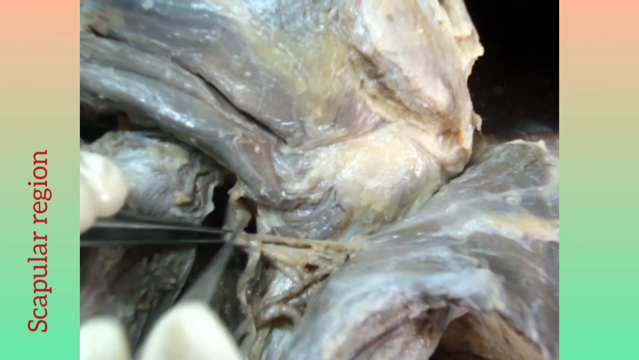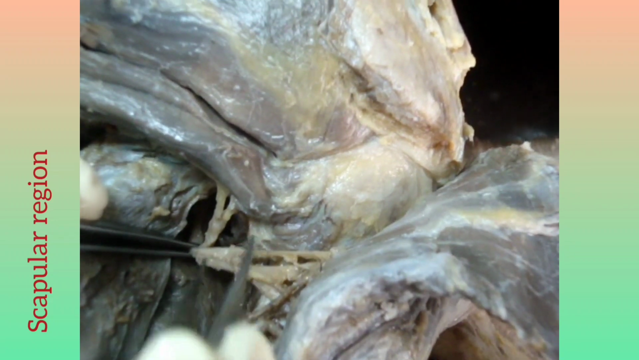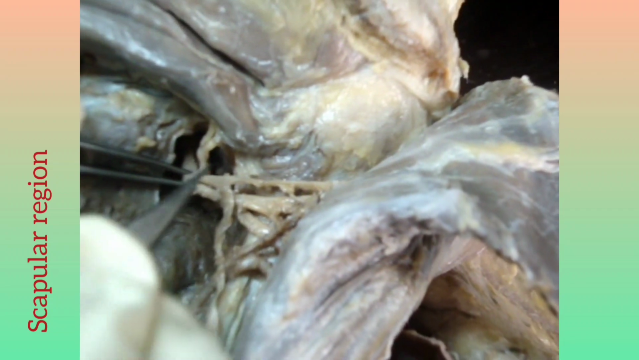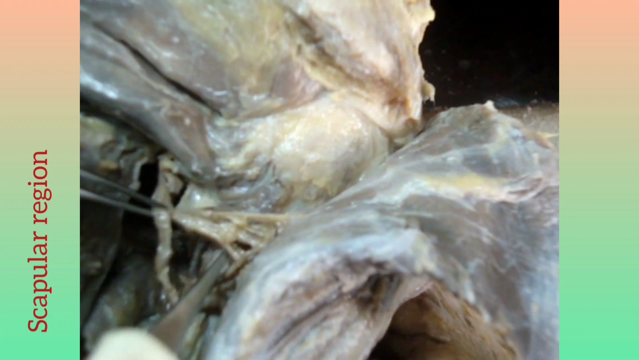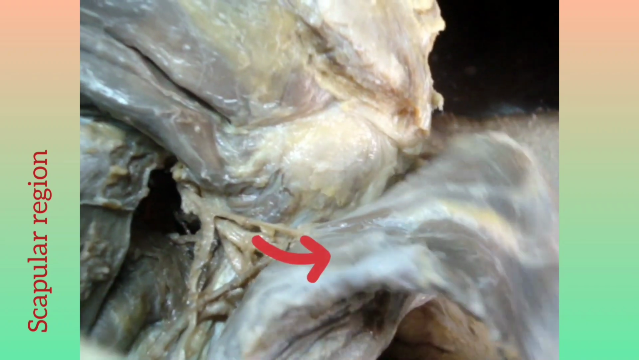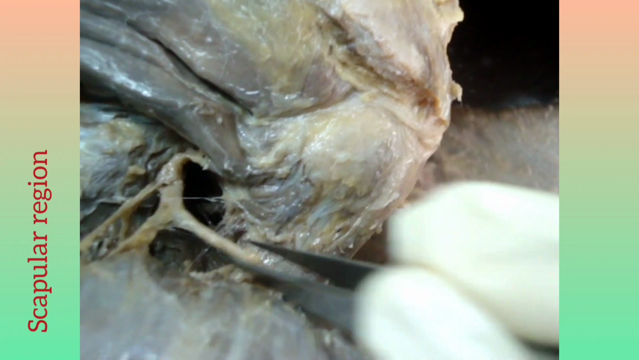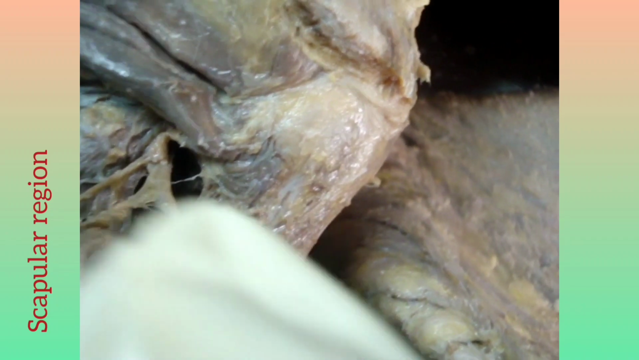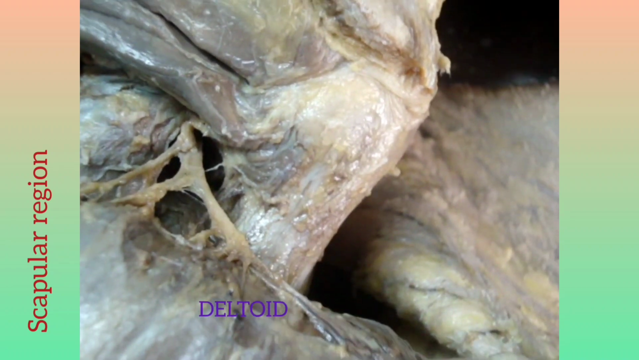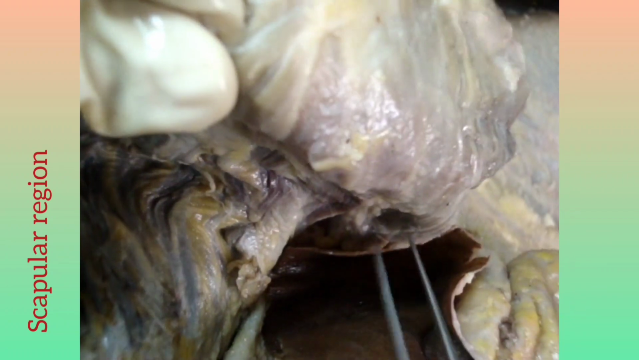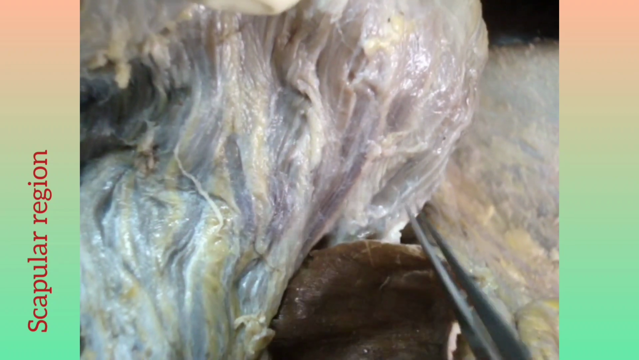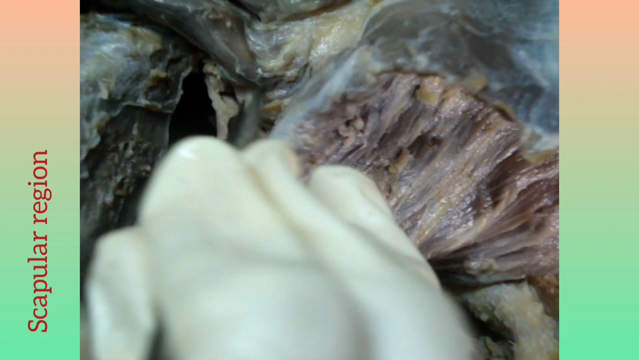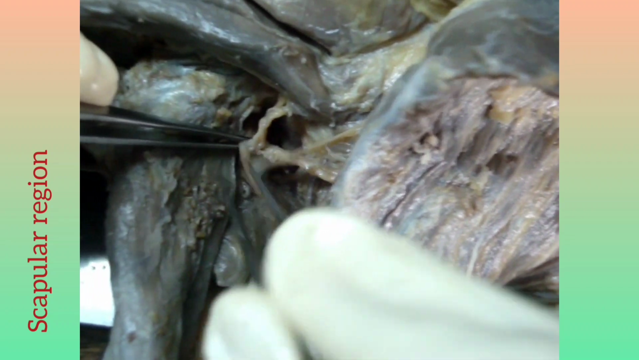Now axillary nerve in the quadrangular space divides into the anterior division and the posterior division. Anterior division winds around the surgical neck of humerus. This is the anterior division of the axillary nerve, and these are the fibers entering the deltoid. This anterior division supplies the anterior fibers of the deltoid, pierces the deltoid in the anterior part and supplies the skin in that region, while this is the posterior division of the axillary nerve.